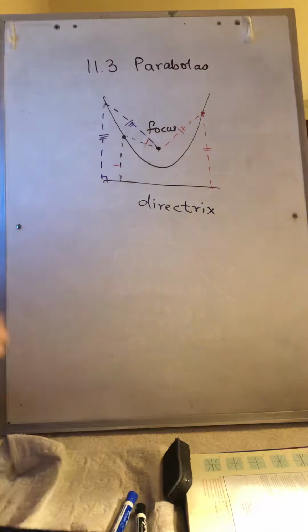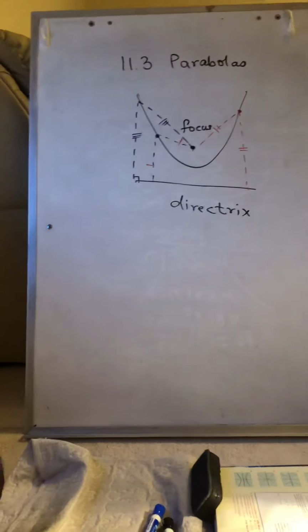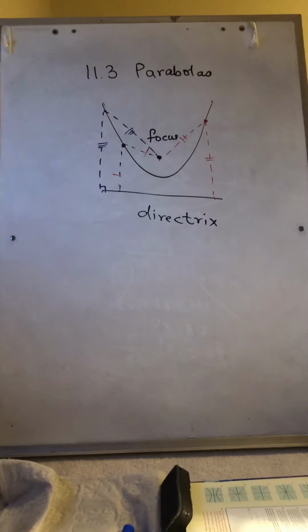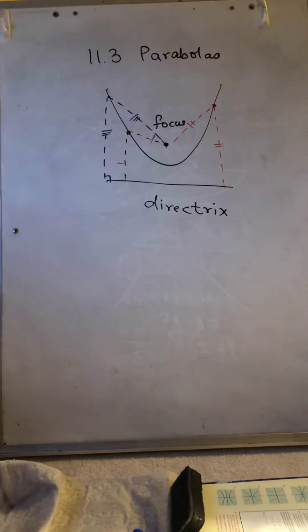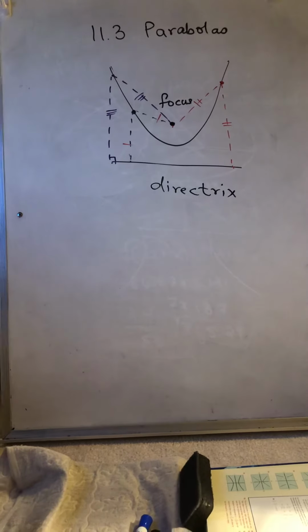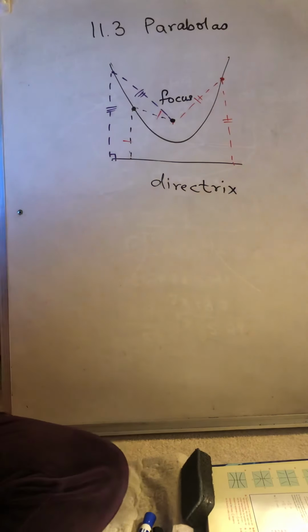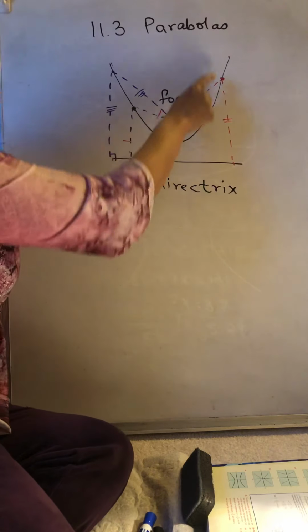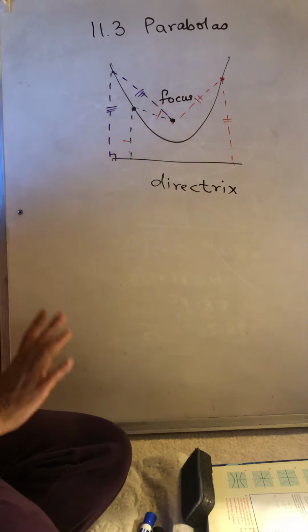So these are new terms. Let me just adjust this better. Okay, yeah, this is better, I think. So the focus is a point, directrix is a line. Every point on the parabola will be equidistant from the focus and the directrix.